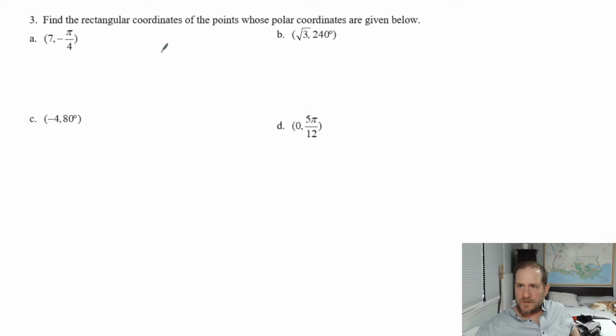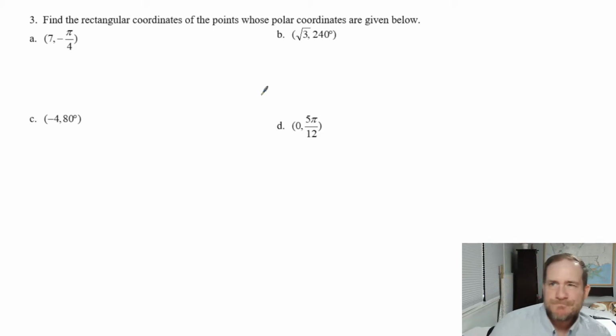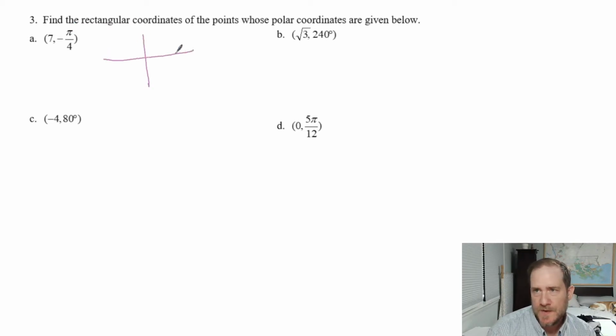To convert, find the rectangular coordinates of the points whose polar coordinates are given below. Okay, so this should be an easy one because you know that π/4 is 45 degrees, so you can sketch this out. Negative 45 degrees would put us here. Radius of 7 means that our radius is literally 7, so that becomes the hypotenuse of a right triangle. And you could use 45-45-90 right triangles.